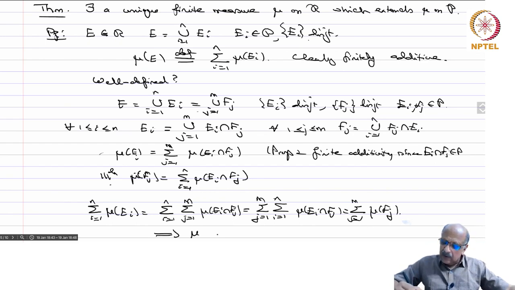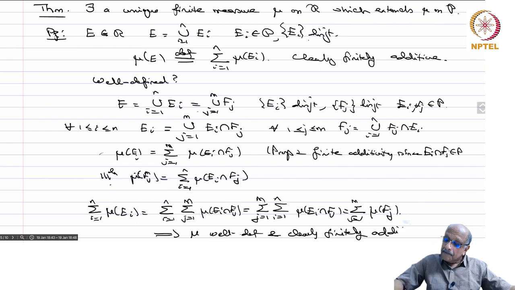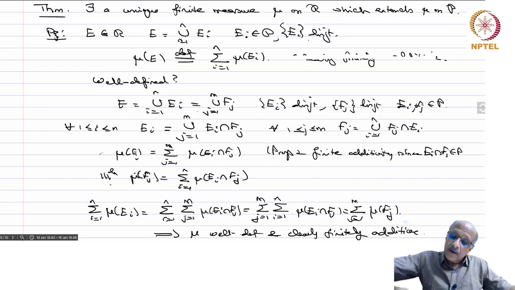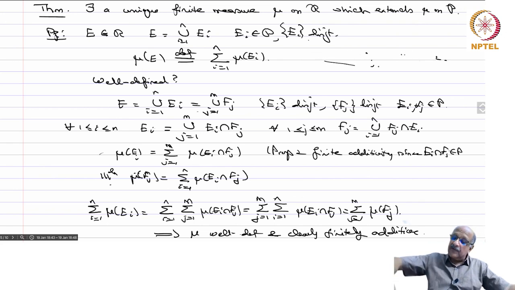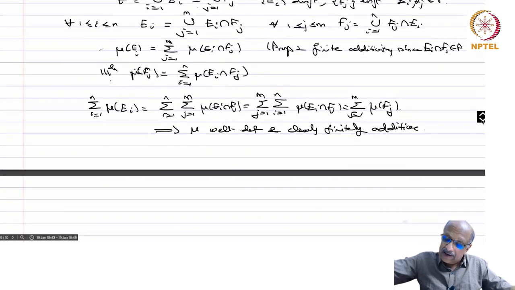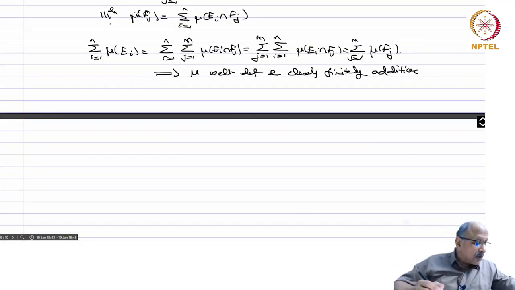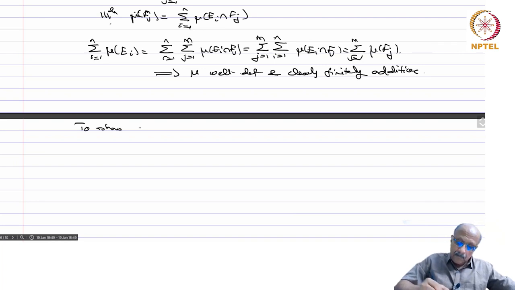So mu is well defined and clearly finitely additive. Now that it is well defined, I can say it with greater confidence. Okay, so now to show mu is countably additive, that's all we need to show.